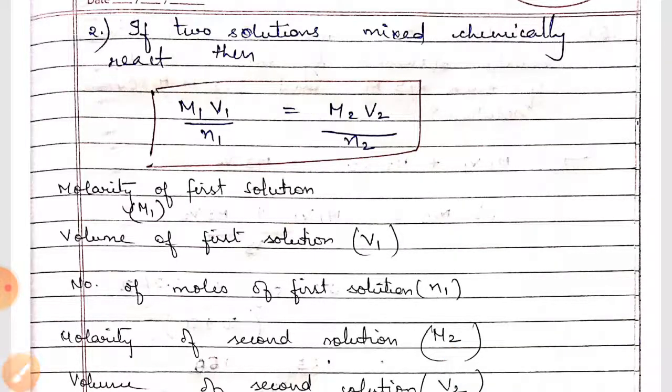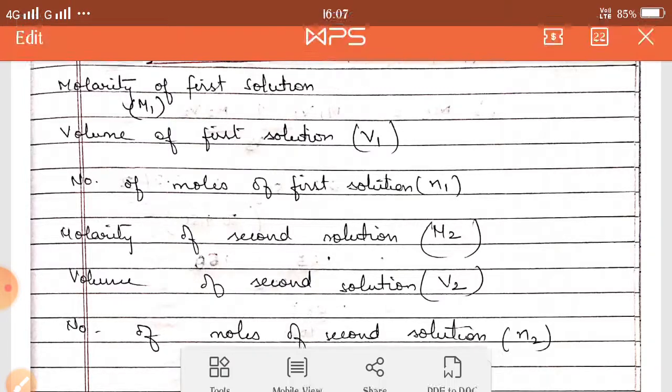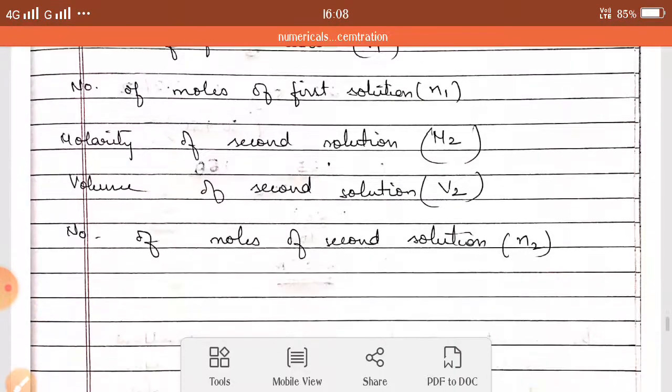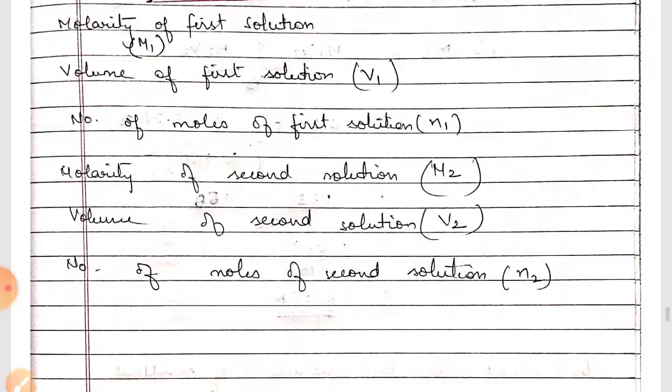M1V1 upon N1 is equal to M2V2 upon N2. That is, the molarity of the first solution is M1, the volume of the first solution taken is V1, and the number of moles from the balanced equation, N1 and N2, react with each other. The molarity of the second is M2, the volume of the second is V2, and the number of moles of the second is N2.